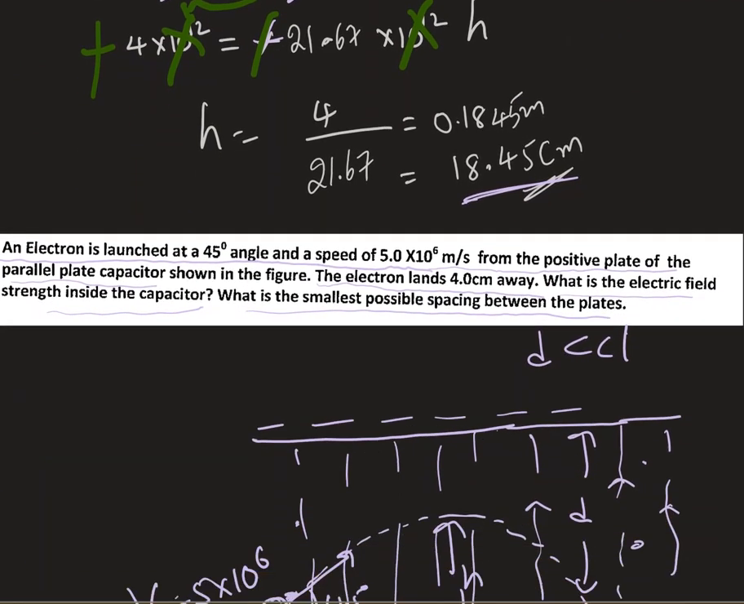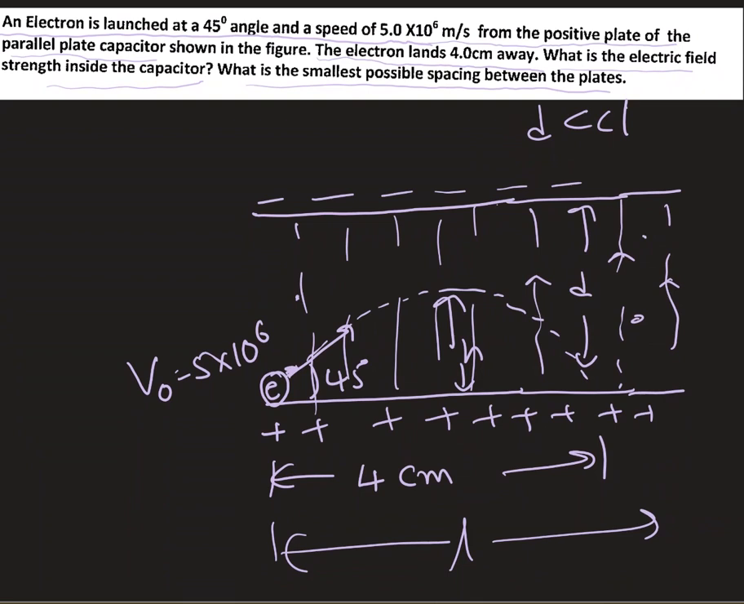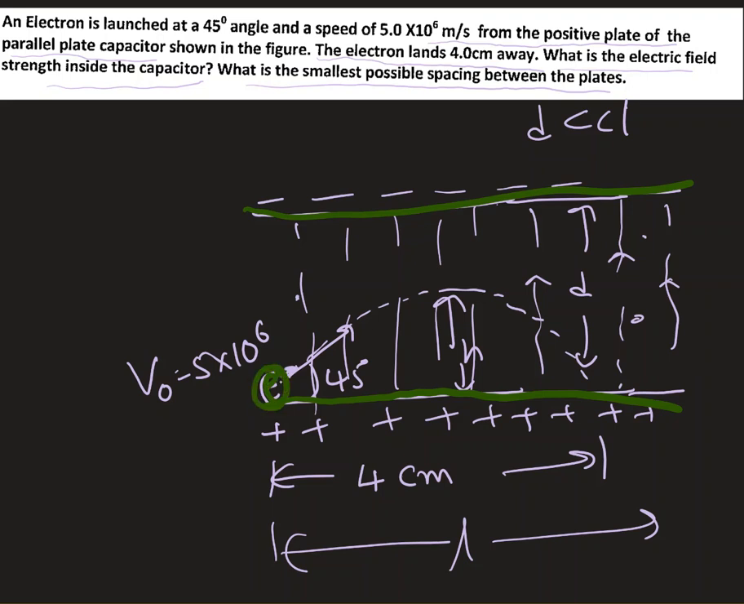An electron is launched at a 45-degree angle at a speed of 5 times 10 to the power of 6 meters per second from the positive plate of the parallel plate capacitor shown in the figure. So here is the figure. So you have a positive plate and a negative plate. An electron is shot at a 45-degree angle. Okay, that's a 45 degree angle.